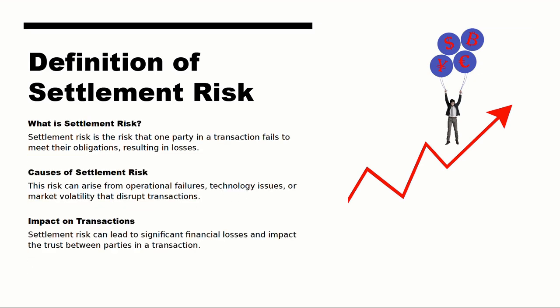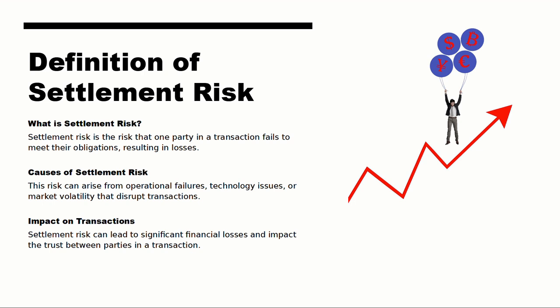Definition of settlement risk. What is settlement risk? Settlement risk is the risk that one party in a transaction fails to meet their obligations, resulting in losses. Causes of settlement risk. This risk can arise from operational failures, technology issues, or market volatility that disrupts transactions.